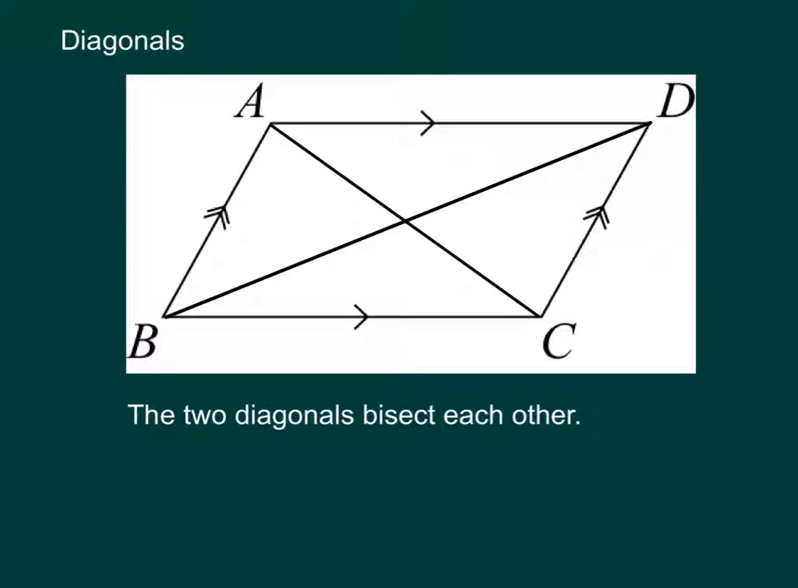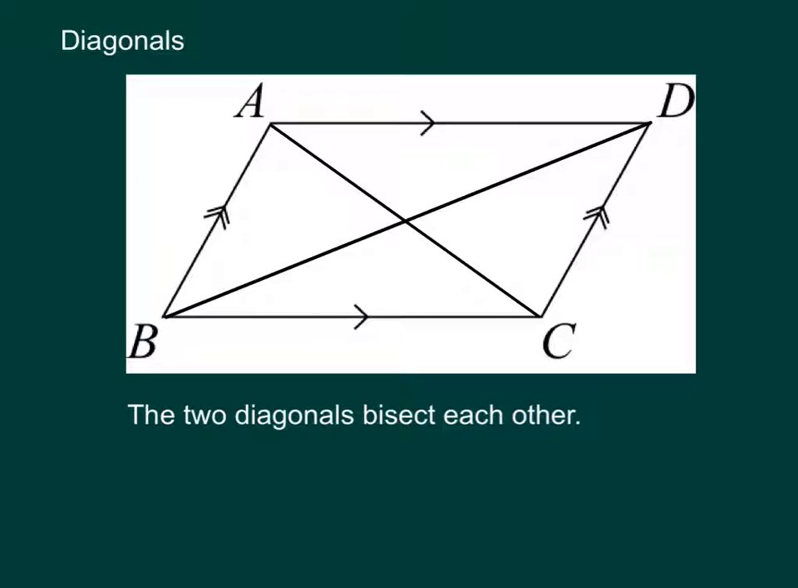Okay, so this last property is probably the trickiest one, and it's about the 2 diagonals in a parallelogram. The diagonals go from one angle to the opposite angle, so from A to C and B to D. They go diagonal through the figure. Now, they bisect each other, which means they cut each other in half. So there's a couple of different ways we could look at that.